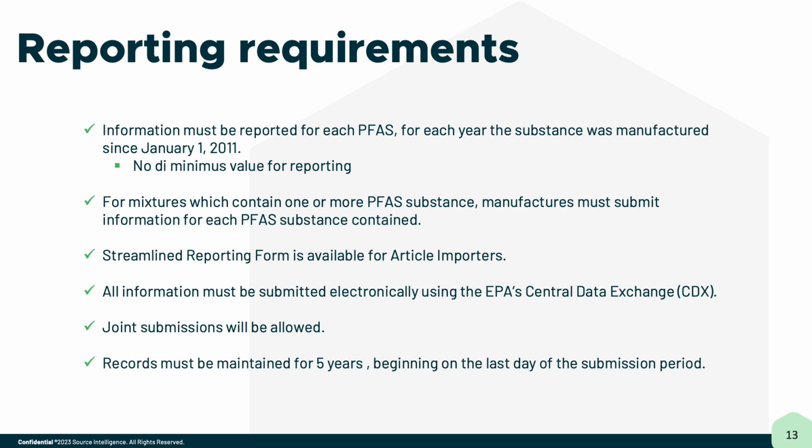To meet the requirements of TSCA Section 8(a)(7), companies must report on each PFAS they manufactured, including PFAS-containing products, as well as any PFAS imported. A report must be submitted for each year beginning January 1st, 2011 through December 31st, 2022. There is no de minimis value for reporting, and all known PFAS with the appropriate structural definitions must be reported. For mixtures which contain one or more PFAS, manufacturers must submit a report for each PFAS substance contained.